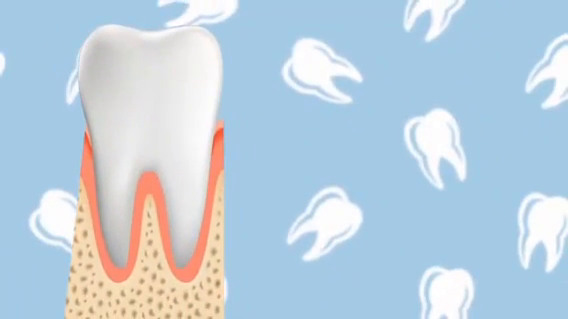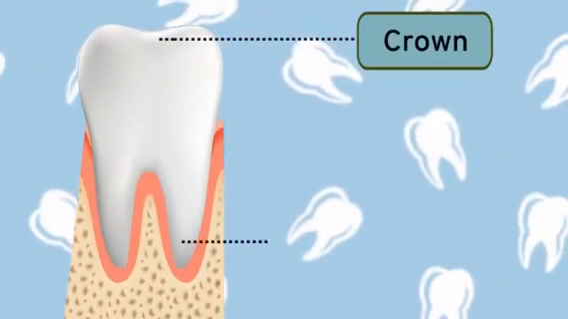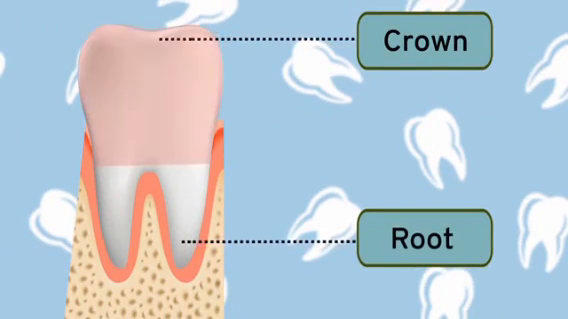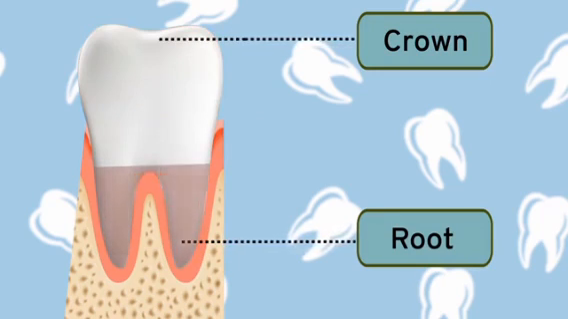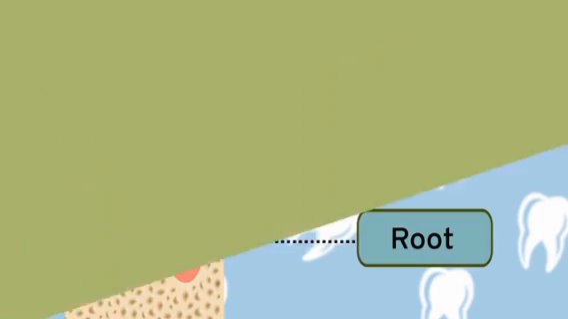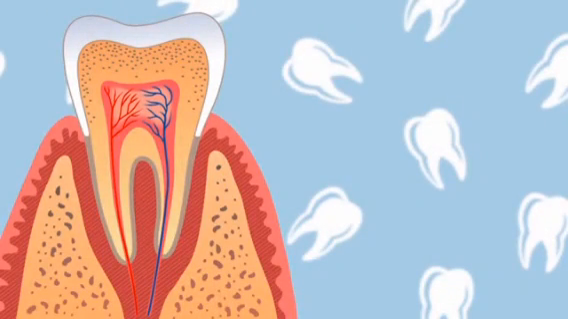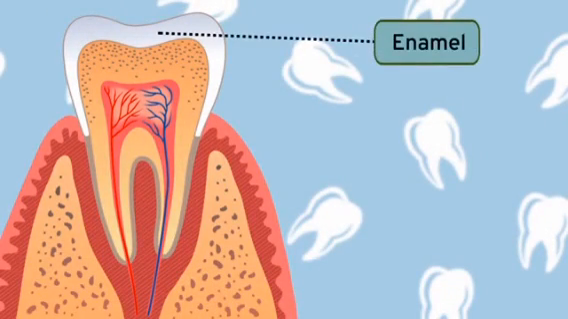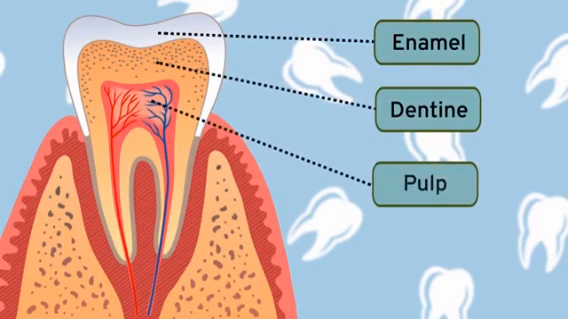The two main parts of a tooth are the crown and the root. The crown is the white part of the tooth that we can see. The root lies unseen below the gum line. Each tooth is made up of three parts. They are the enamel, dentine, and pulp.